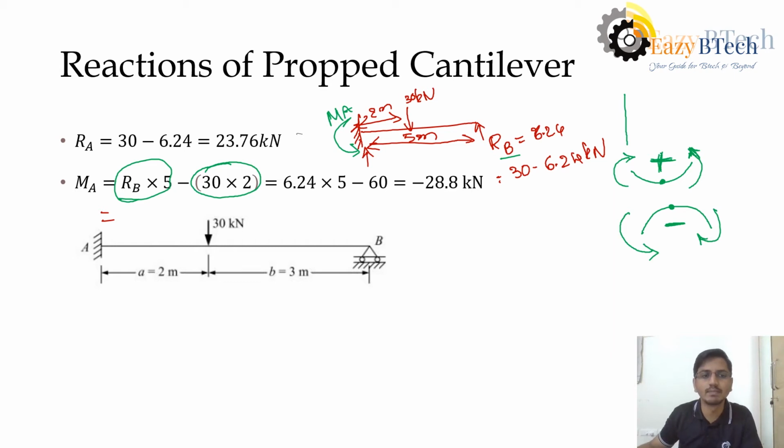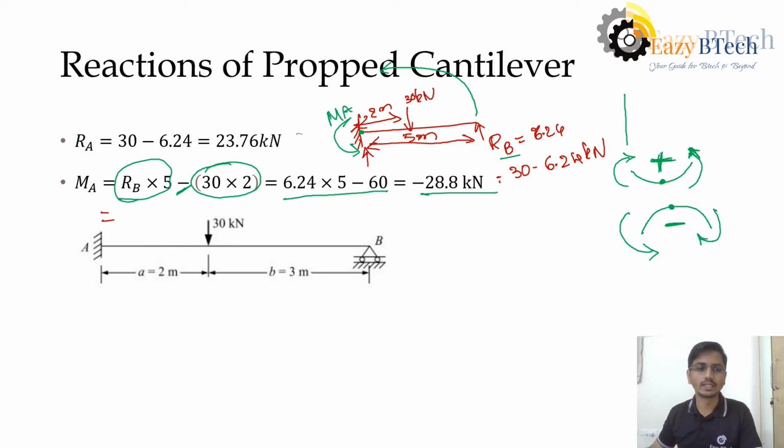The same thing here: we are taking RB into 5. You are standing at this point, and if you see, the RB is going in anti-clockwise direction. You see this? It is following this path. So it is positive. And 30 kilonewton is acting in the downward direction. Downward is clockwise direction, and clockwise is negative. That's why the negative sign is coming here. So calculating this, we are getting minus 28.8 kilonewton meter.